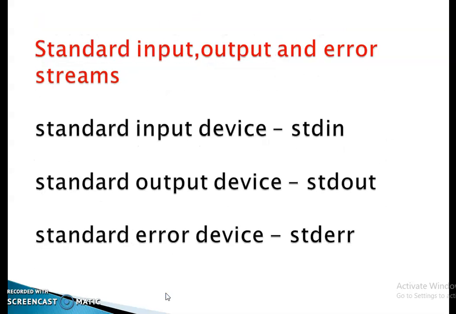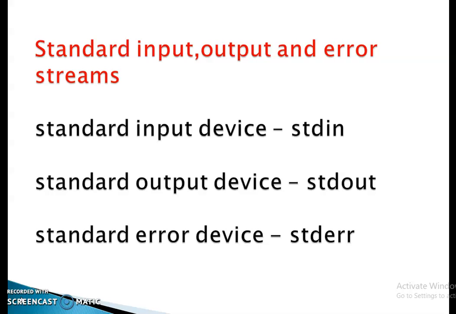Okay, next one, standard input, output and error streams. See children, we have one standard input device, that is the keyboard, and our standard output device is the monitor. That is, you can read data from the keyboard and give output to the monitor. Similarly, if any error occurs, it will also be displayed on the monitor. So the monitor is also called the standard error device.